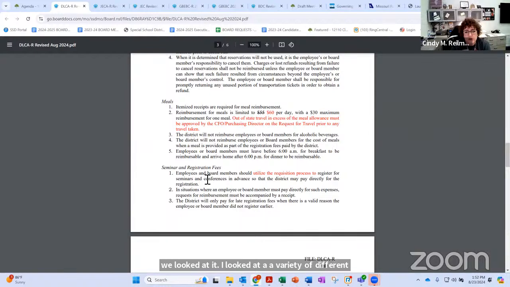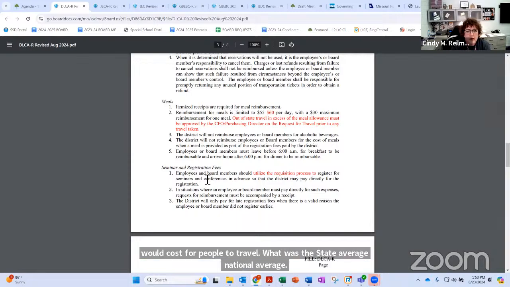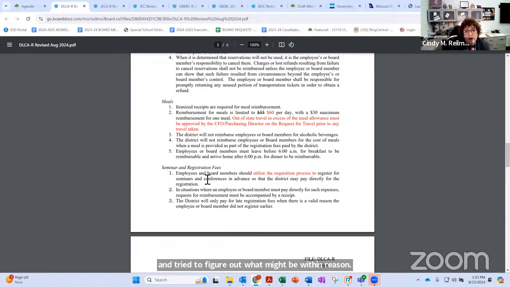I looked at a variety of different guidance from the state of Missouri, their Office of Administration, what they do as a state, as well as some national guidance, and then just kind of looking at what people do on the average. So the average for a lot of the guidance was $59 per day. And so we kind of looked at some of those areas, what it would cost for people to travel, what was the state average, national average norms, and tried to figure out what might be within reason. And so we kept our $30 per meal because we still felt like that was okay, but then raised it to $60 per day for some of those locations that might be a little bit more expensive for our staff to travel to.